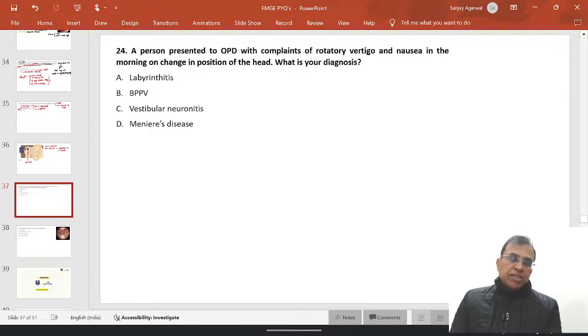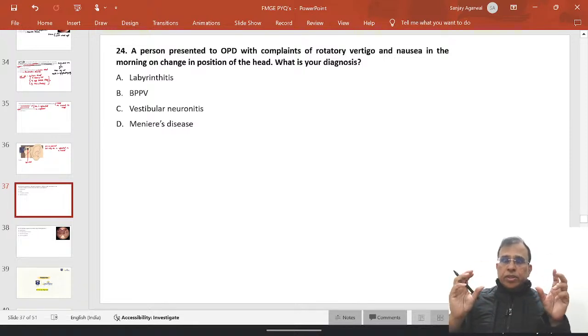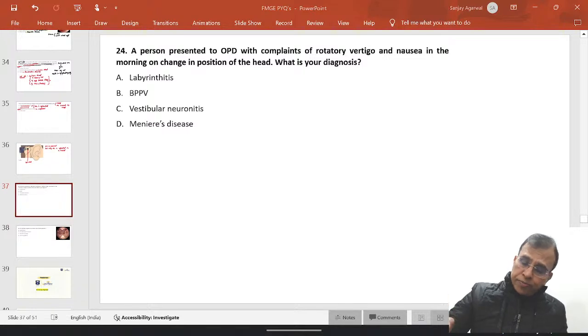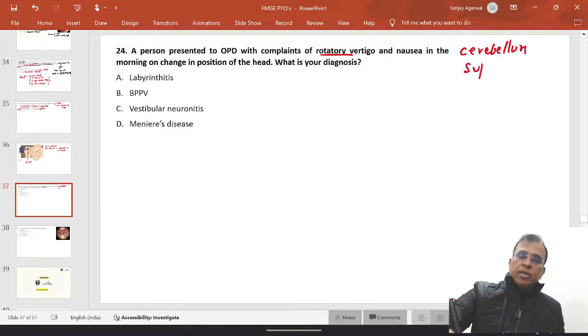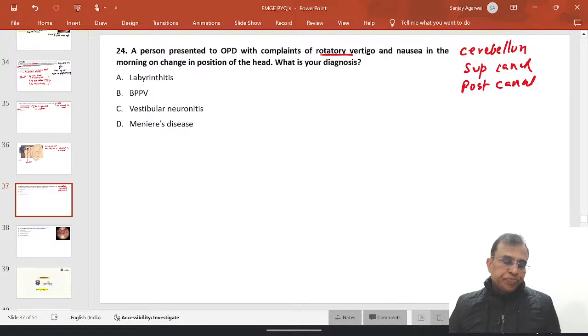A person presented to the OPD with complaints of rotatory vertigo. Remember, I told you about vertigo. Vertigo is mainly horizontal or vertical. And horizontal vertigo is seen due to the problem of the lateral horizontal semicircular canal. Vertical and rotatory vertigo both are seen due to problem of cerebellum, superior canal, and posterior canal.